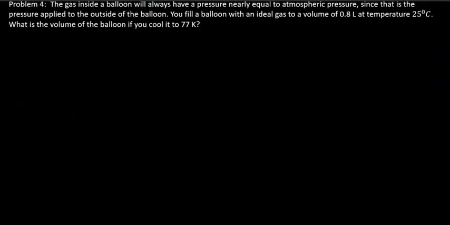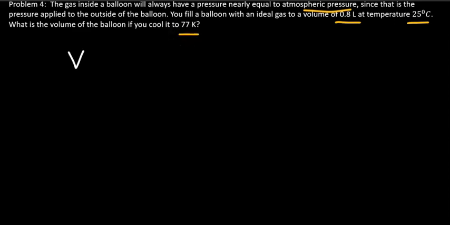Problem 4. The gas inside a balloon will always have a pressure nearly equal to atmospheric pressure, since that is the pressure applied to the outside of the balloon. Now you fill a balloon up with an ideal gas to a volume of 0.8 liter and temperature 25 degrees Celsius. What is the volume of the balloon if you cool it to 77 Kelvin?